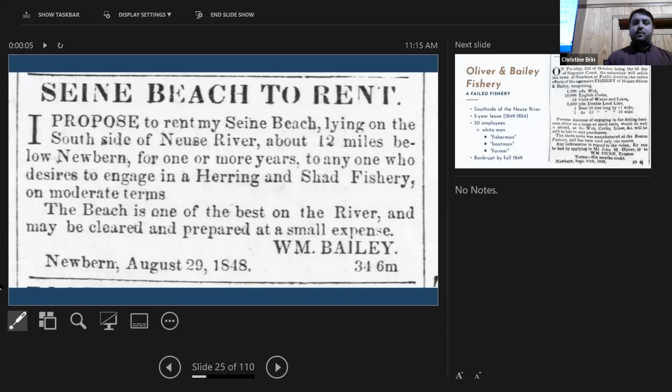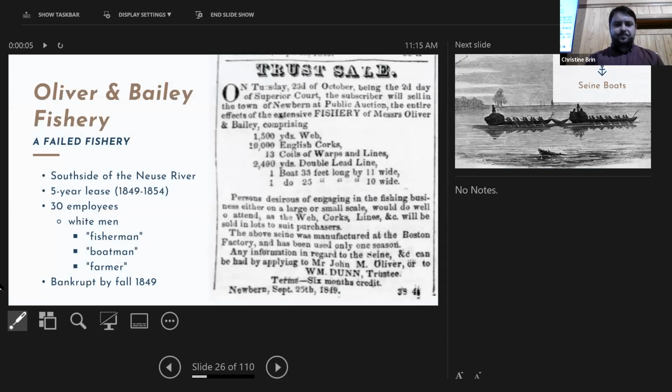Then you had William Bailey, and he had a business partner by the name of Oliver. They had a fishery as well. This other advertisement here has them going out of business in 1849, and you can see they list all the gear that is going up for sale.